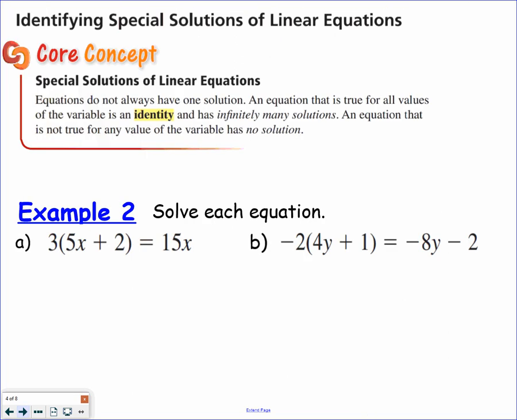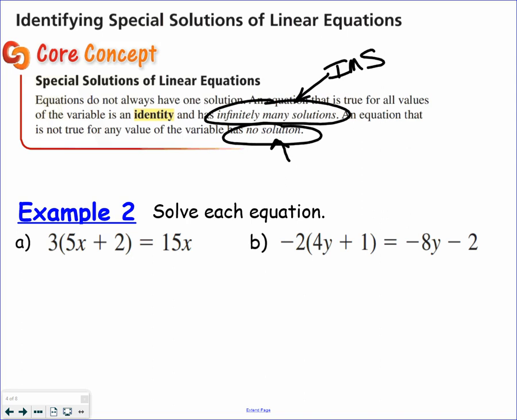Special solutions. Anytime you go to solve and the variable ends up canceling out, so you no longer have a variable in the problem, it's either going to be infinitely many solutions, which I will allow you to abbreviate as IMS, or no solution, which I will let you abbreviate if you want with a 0 with a line through it. So infinitely many solutions and no solution.